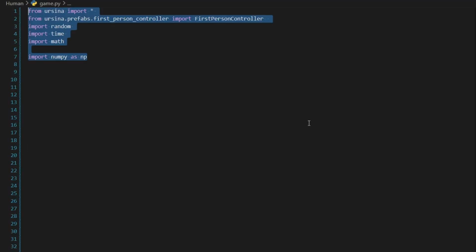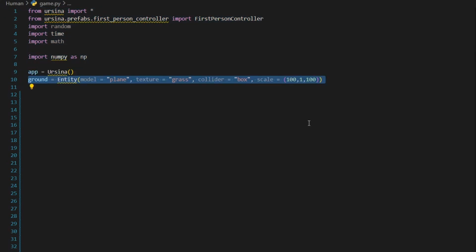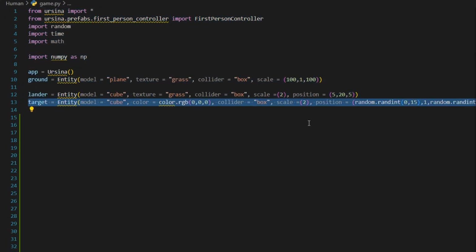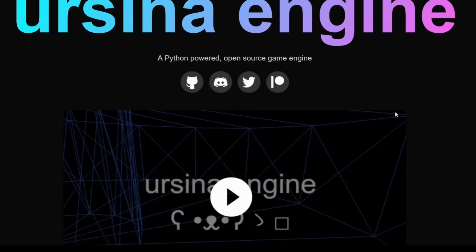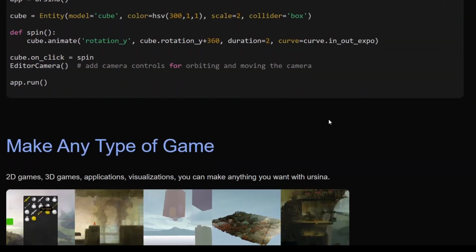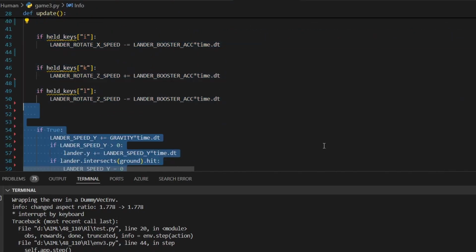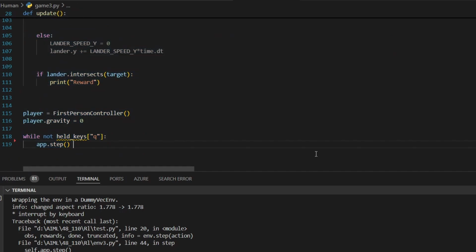I started by creating the environment, which consists of the lander, the target place, and the surface of the moon. I created these using a game engine called Ursina in Python. The engine was great except for the fact that I had to implement all the physics. Somehow, I pulled it off.